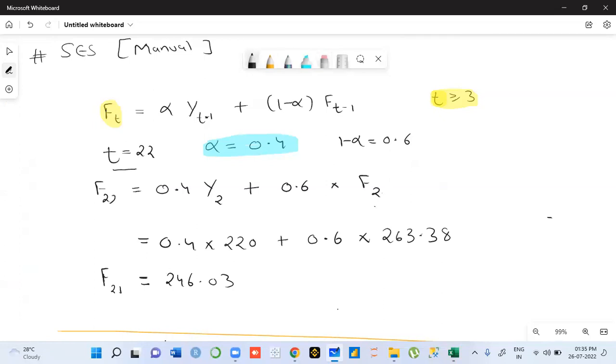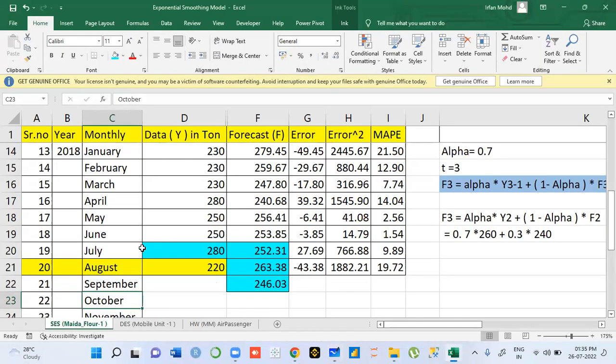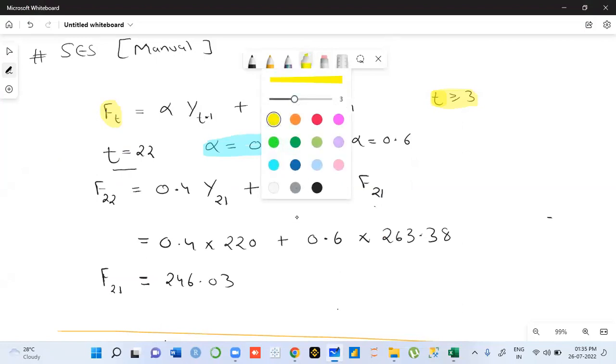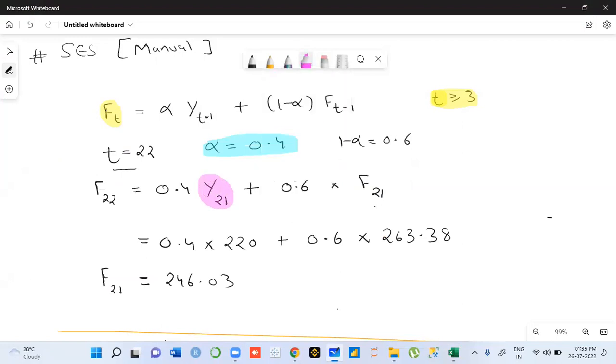Over here. What is Y21? Not known. F22. So if I do not have data for this number, can I do a prediction? No. So can I say simple exponential smoothing is only used to forecast one month forward, one step forward?